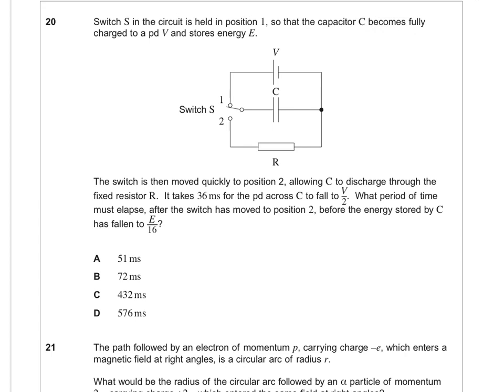E over 16? So remembering that the energy is directly proportional to V squared, essentially that must mean the potential difference has quartered. So it takes 36 milliseconds to halve, so it's going to take 2 sets of 36 milliseconds to quarter, so that's going to be 72 milliseconds.